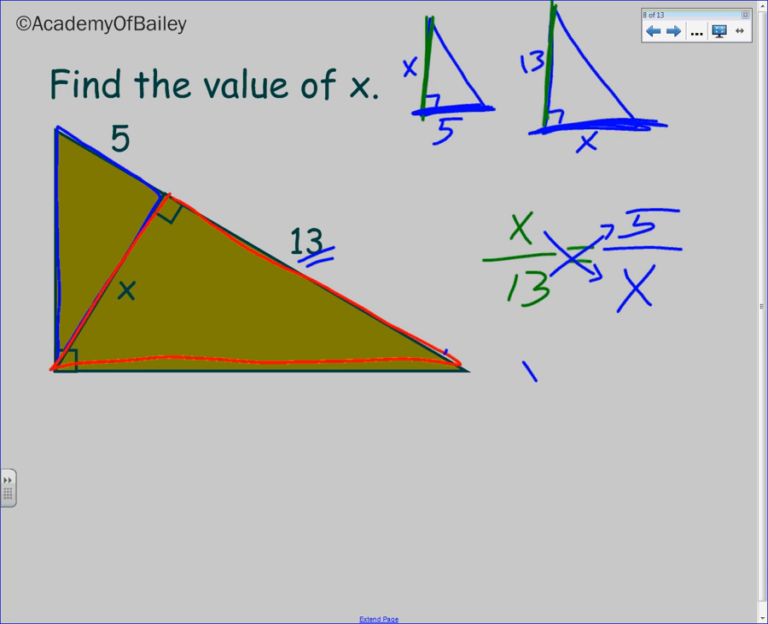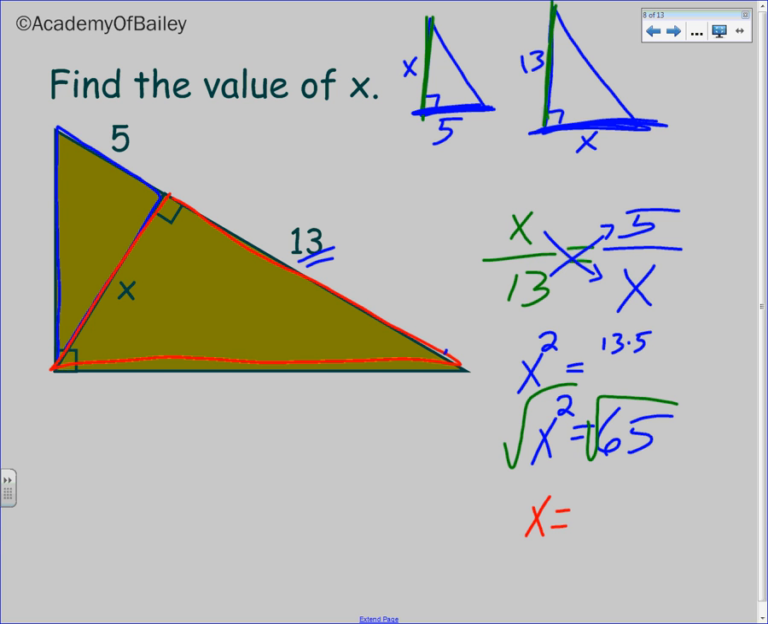x times x will give you x squared, and 13 times 5 will give you, what is that, 50? 65? x squared is equal to 65. Take the square root of both sides. So x is equal to, remember, since we took the square root of both sides, positive or negative square root of 65. And since we're talking about a tangible value here, we cannot have the negative value.